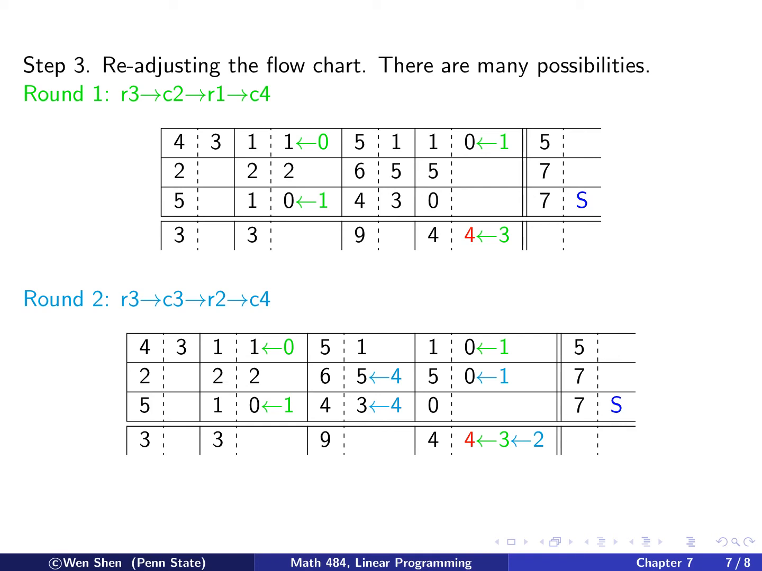And then I managed to reduce the unmet demand still further. Now I have 2 units to be shipped to D4. And I still have surplus, so I still mark it here. Okay, so we're not done. Let's try to see if we could find another round.